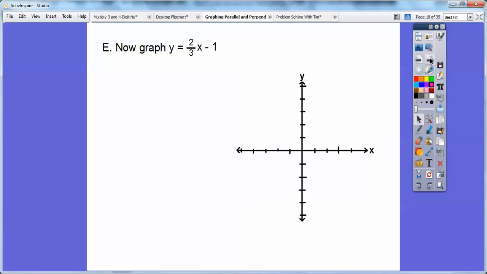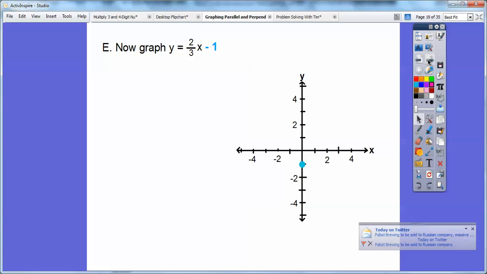Okay, now check this guy out here. Let's graph y equals 2/3 x minus 1. Let's go to the minus 1. So my y-intercept is going to be right there. Again, that's going to be negative 1. So I'll put the scale in also right there, and I'll go down to negative 1 right there.